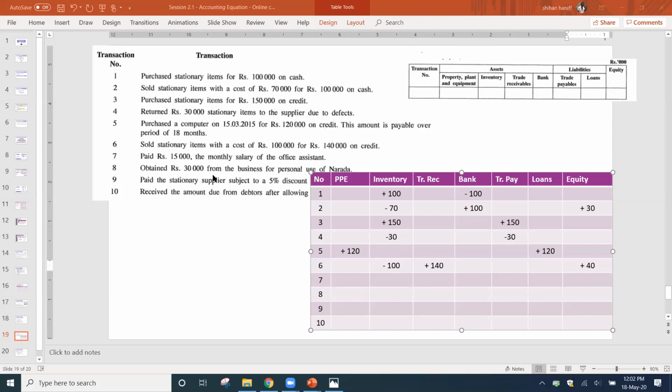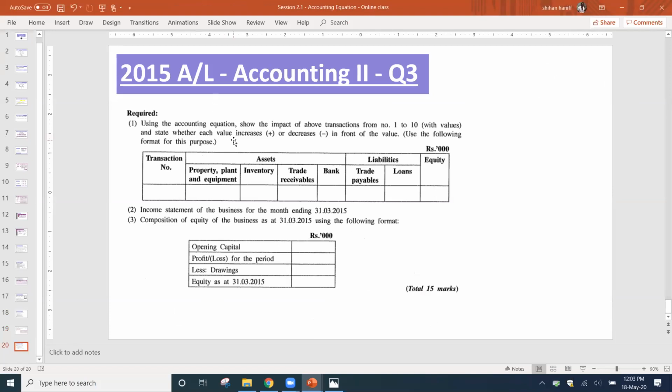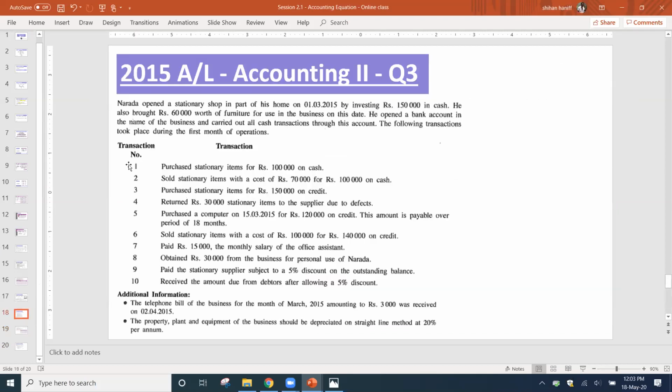So there's a question asking, shouldn't we record the opening balances? No, because in the question, they are saying: using the accounting equation, show the impact of the above transactions from number 1 to 10 with value increase or decrease. Use the following format. So they are asking for the transaction number and this transaction. So they're not asking for the opening balance. Transaction number wise only they have given all this.